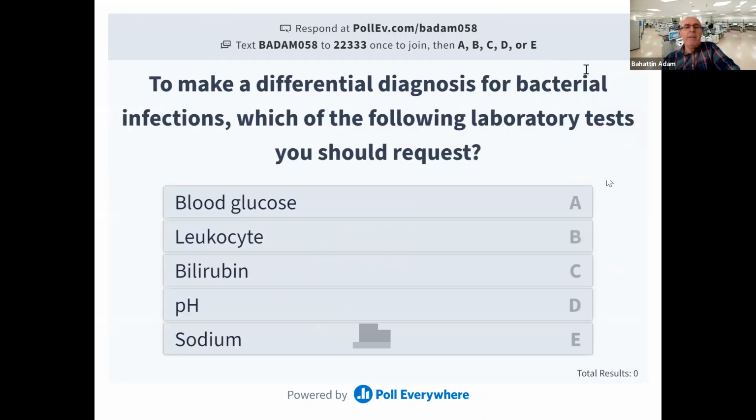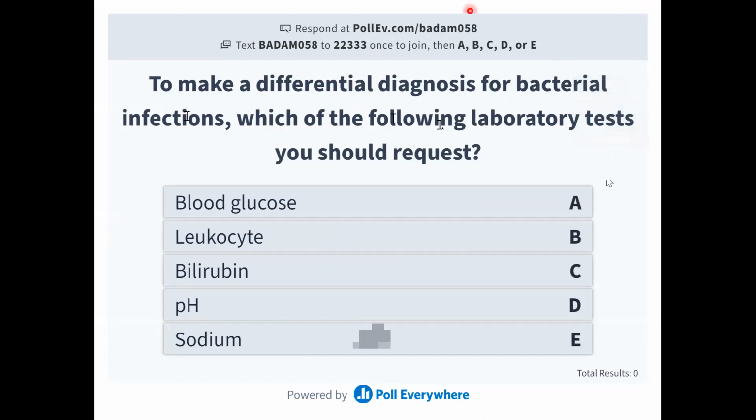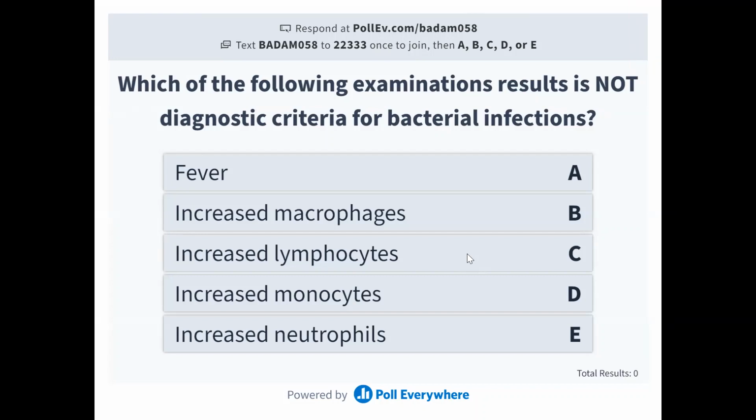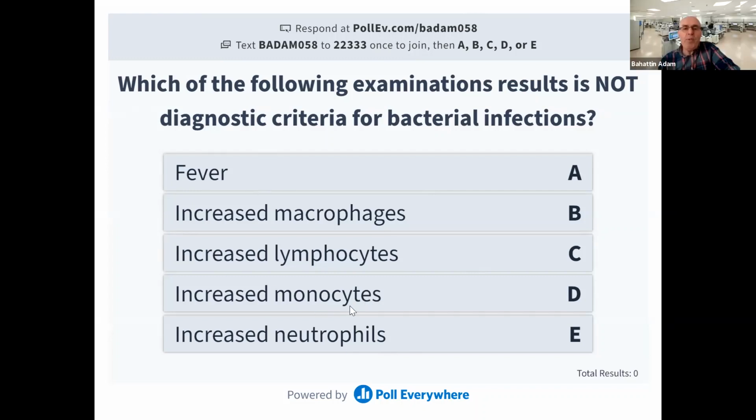Next one. Sorry, what was the correct answer for the last question? It was C. C is related to viral infection, not predominantly bacterial infections. Among these options, you have to choose increased lymphocytes.